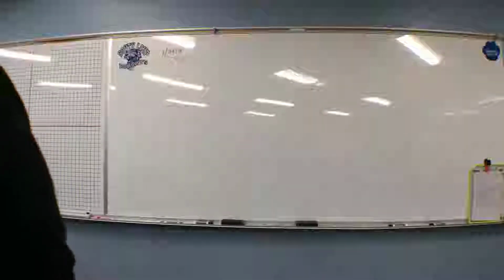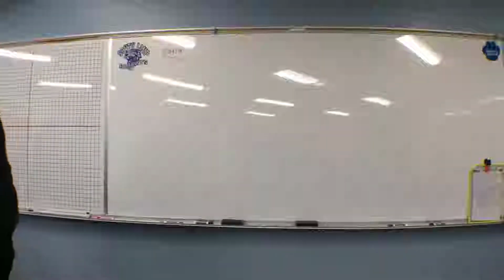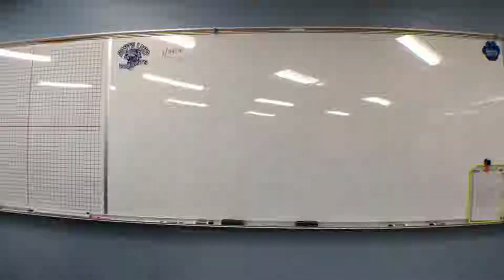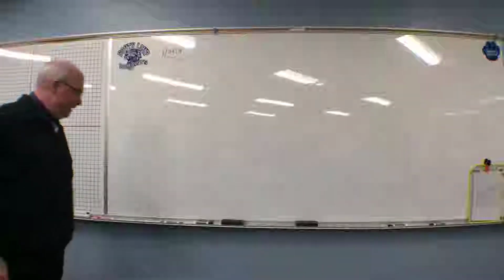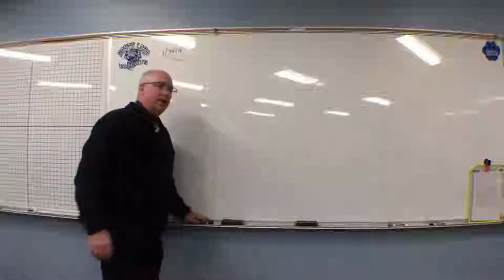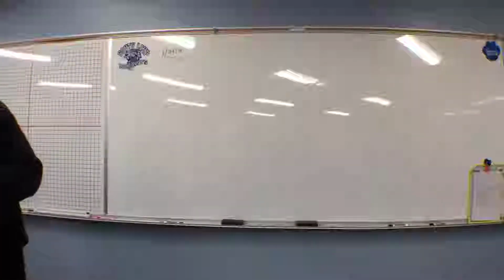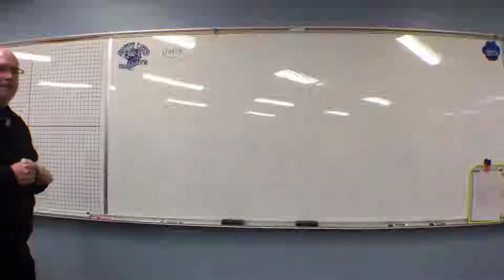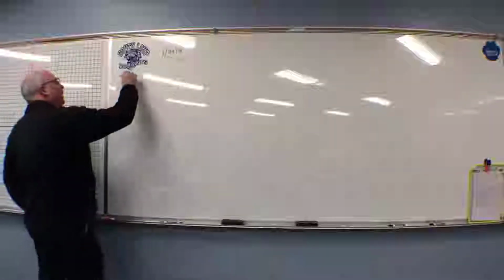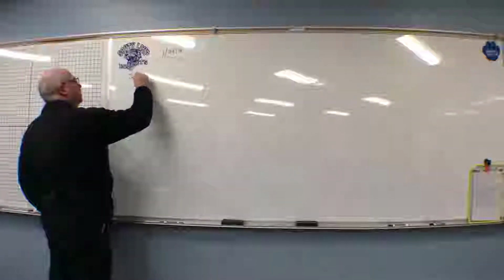Okay, this is section 6.1, page 333, graphing systems of equations. But before we get to graphing systems of equations, you need to understand the big picture. First we have to understand what is a system of equations.